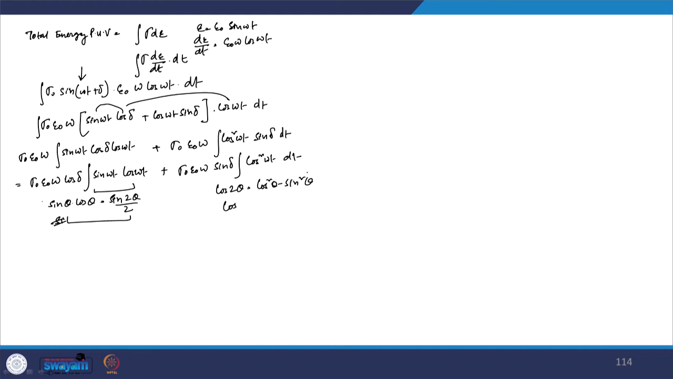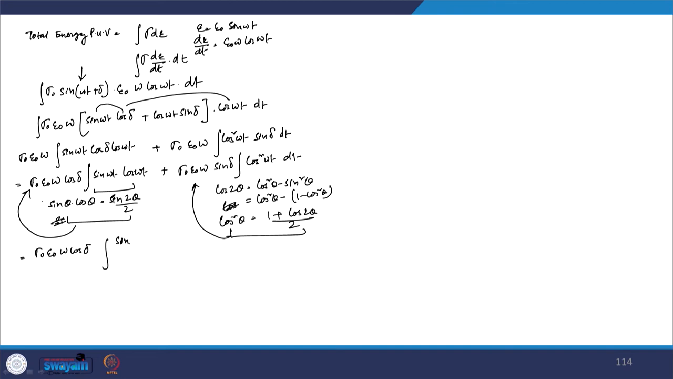So, this can be written as cos square theta minus 1 minus cos square theta. All right. So, from here cos square theta can be written as 1 plus cos 2 theta by 2. So, we will use this and we will put it here. So, from here you can write that this is equal to sigma naught epsilon naught omega cos delta integration of sin 2 omega t by 2, 0 to 2 pi by omega, plus sigma naught epsilon naught omega sin delta. So, this is equal to 1 plus cos 2 omega t divided by 2 inside, right. So, this is also 0 to 2 pi by omega, all right.